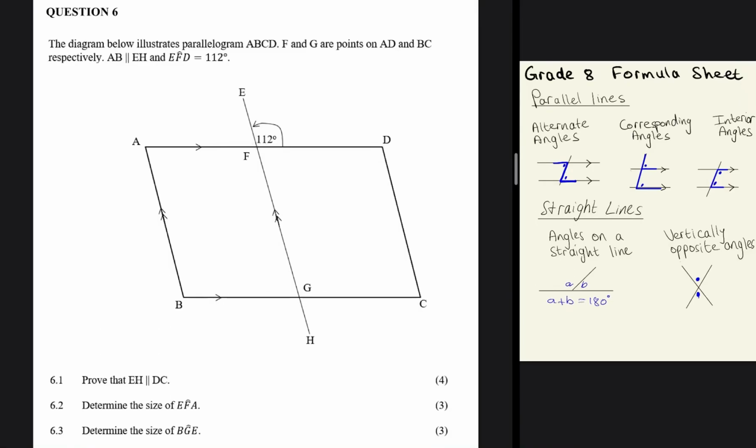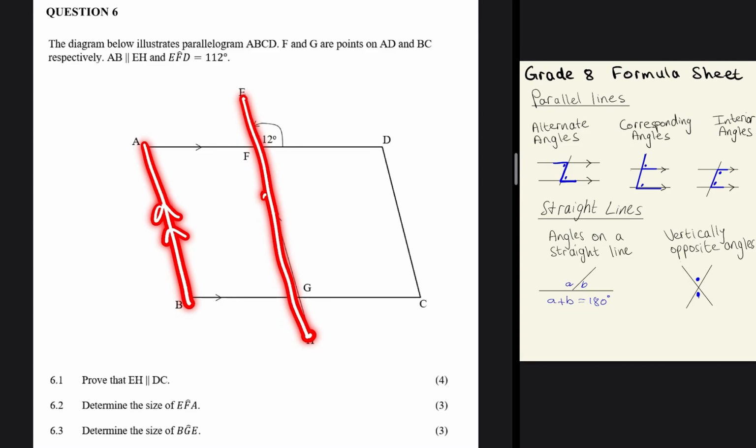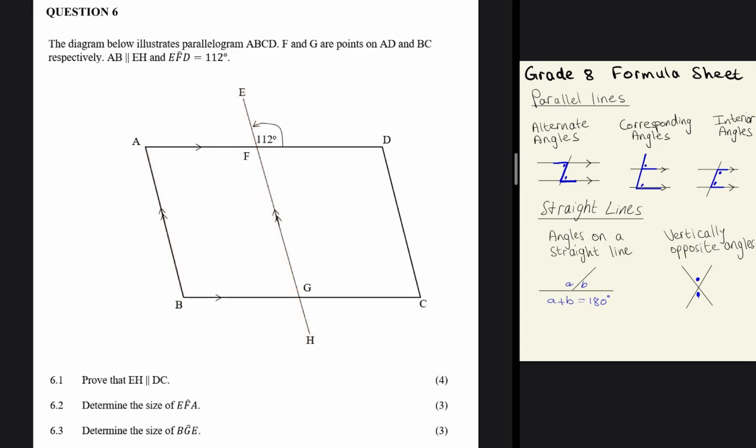If you see a question in the exam that contains a diagram, look at the diagram and see what you can see. So I see these two arrows over here. And if you see two arrows, you know it indicates that two lines, line AB and line EH, those two lines are parallel to each other.